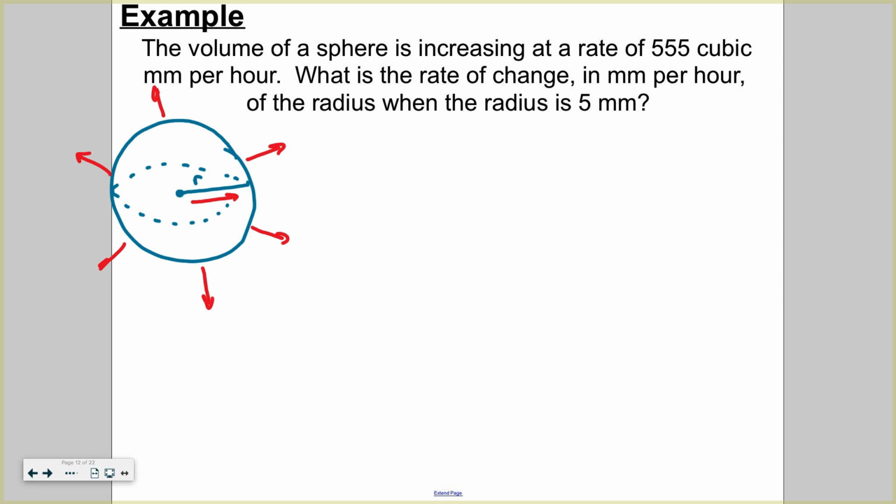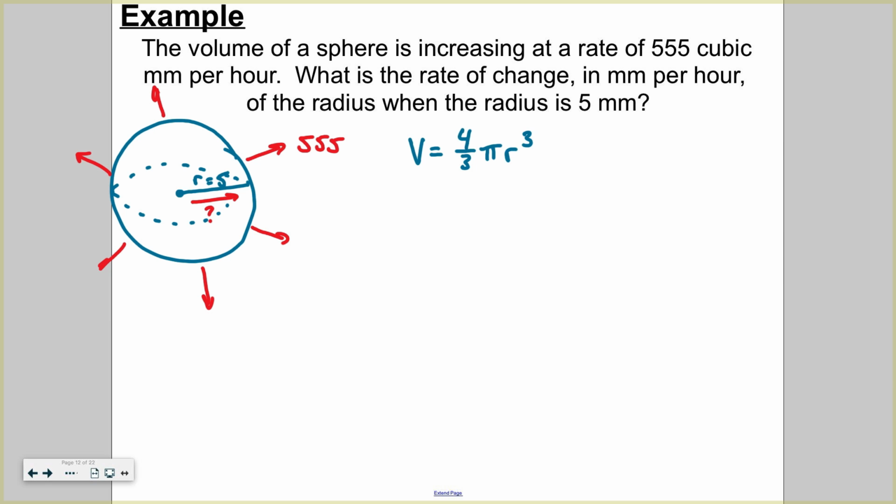And we know that the volume is increasing at a positive 555 cubic millimeters per hour. And then we want to find the change in the radius when the radius is 5 millimeters. All right, so let's take a look at the volume of a sphere. So the volume of a sphere is 4/3 pi r cubed.